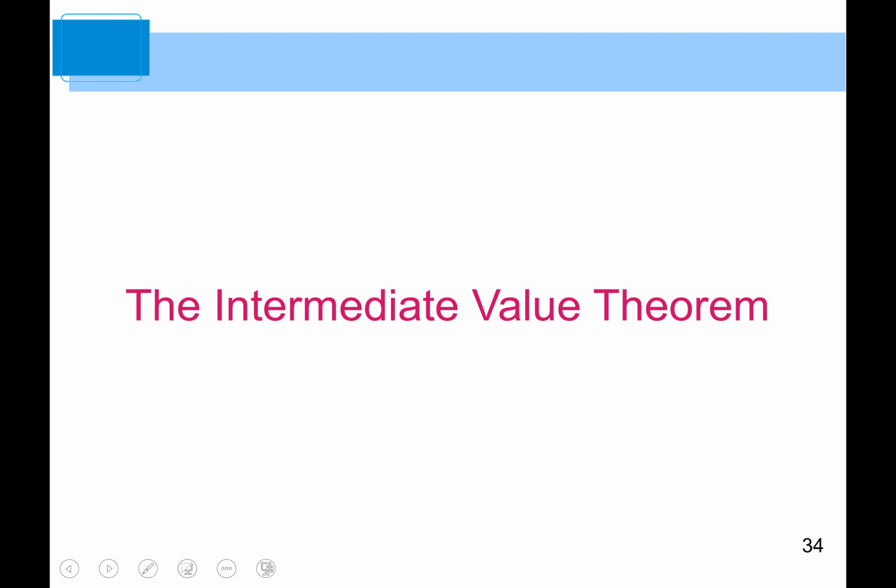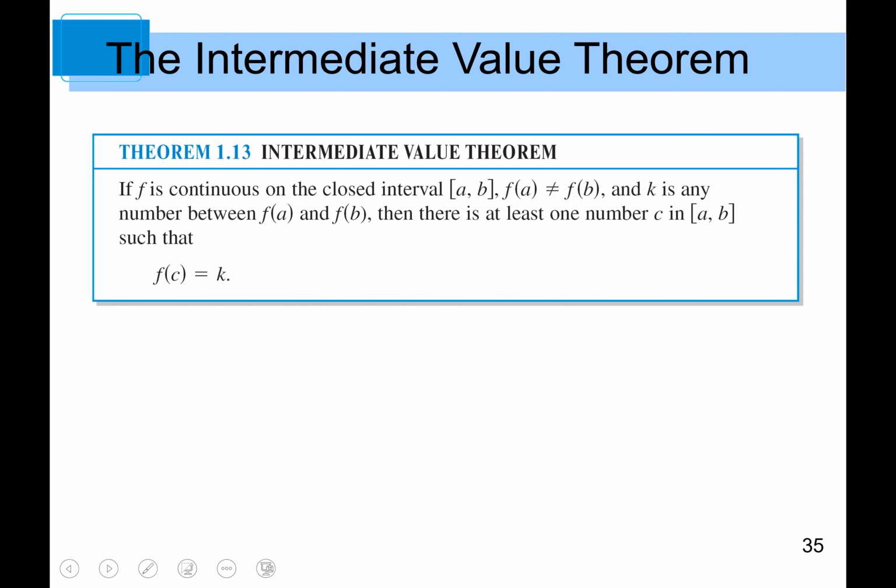So let's take a look at the next theorem, called the intermediate value theorem. The abbreviation is IVT. For the intermediate value theorem, if function f of x is continuous on a closed interval [a, b], f(a) cannot be equal to f of b, and k is any number between f of a and f of b, then there's at least one number c in [a, b] such that f of c equals k.